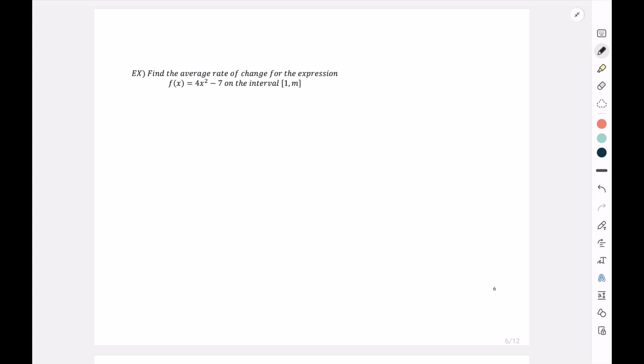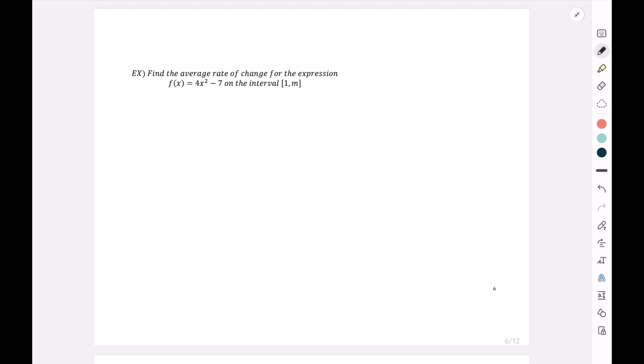So next we're given, find the average rate of change for the expression f of x is equal to 4x squared minus 7 on the interval in brackets 1 to m. So in these kinds of situations, it's easier to use the function notation. So you can plug in a value for the 1 and the m, versus if you have two given points, you can use the y1, y2, and x1, x2, and do the calculations that way.